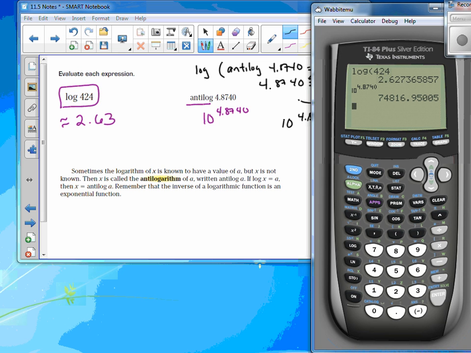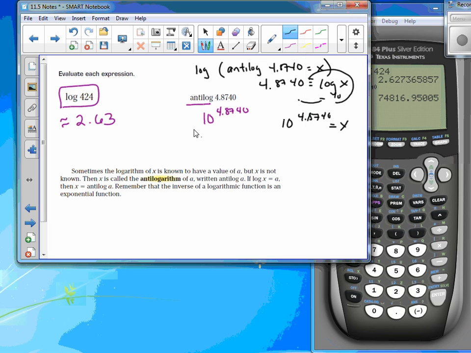We have 74,816.95-ish. Okay? So the logs and anti-logs you can find in your calculator really quickly.